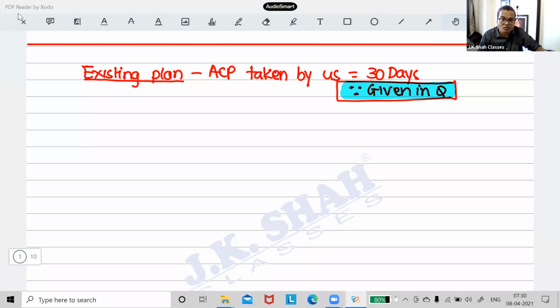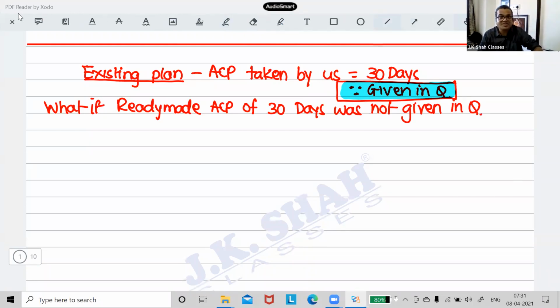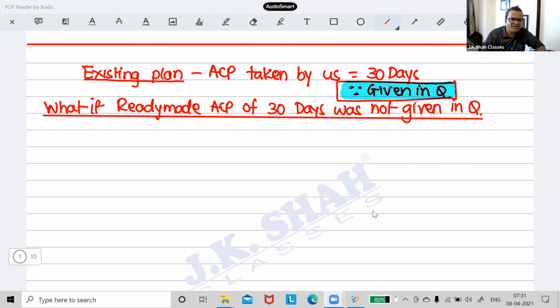Okay. What if the ready-made average collection period of 30 days was not given in the question? Right? This is an important question, right? What if the ready-made average collection period of 30 days was not given in the question?